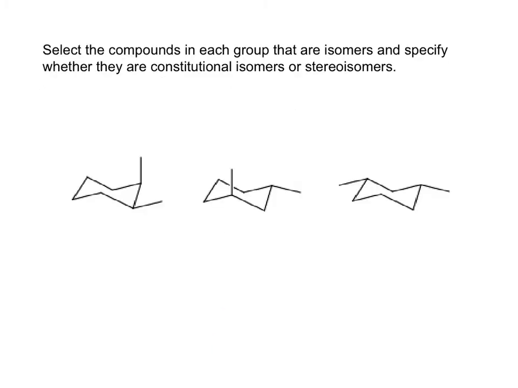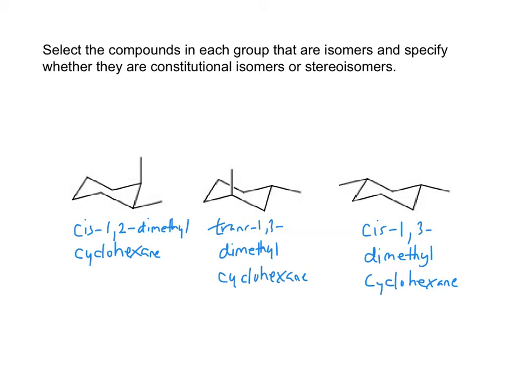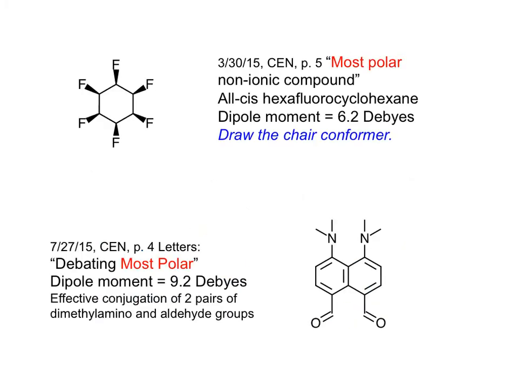More practice. Stop the video and answer this question. And the answers are, so there are the names of the 3 compounds, and the second and third structures are stereoisomers. The most polar non-ionic compound was reported in Chemical & Engineering News, the trade journal of the American Chemical Society, in 2015. A few months later, a reader wrote in saying that another compound is the most polar non-ionic compound. For practice, I'd like you to stop the video and draw the chair conformer of this compound.